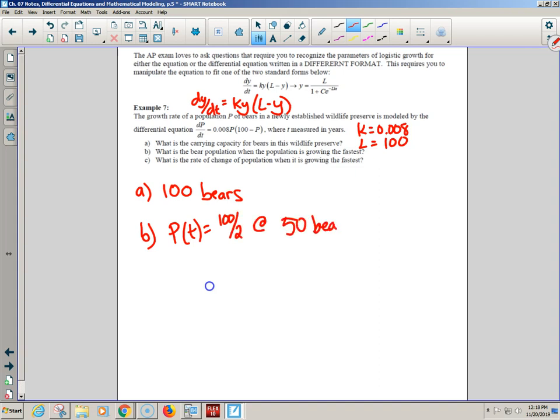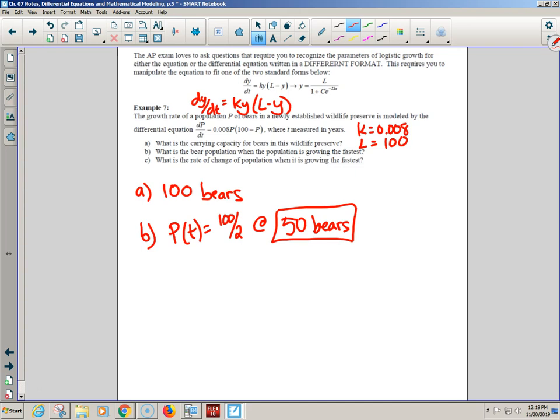Now hold on, are they asking what population or are they asking when? Because the what population was super easy. What is the bear population? Okay, 50 bears. L over 2. If they ask the when, what would we have to do? Plug it into what? Plug it in as P, but no P, so we have to anti-derive? Oh no. Whew, good thing they're not asking us for when.